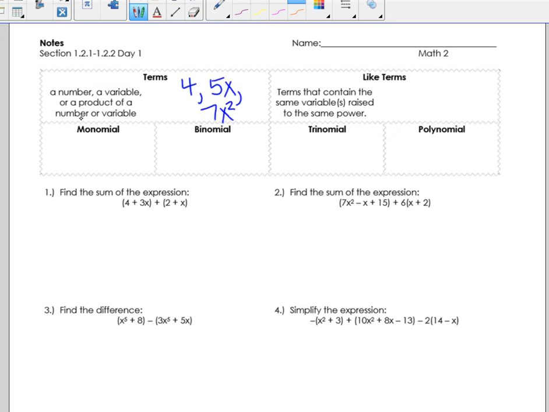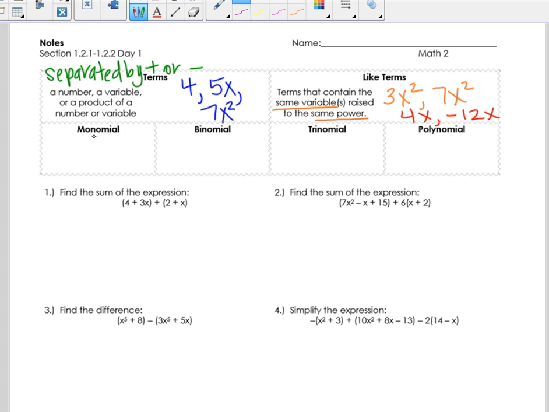It's a number, a variable, or a product, so multiplying 5 times x, a number and a variable. Biggest thing you want to remember is that they are separated by addition and subtraction. Okay. And then like terms means that they have the same variable with the same power. So something like 3x squared and 7x squared are like terms. Or something like, I don't know, 4x and negative 12x. Anytime they have the same variable with the same exponent, so x, x squared, x cubed, whatever, those are like terms.